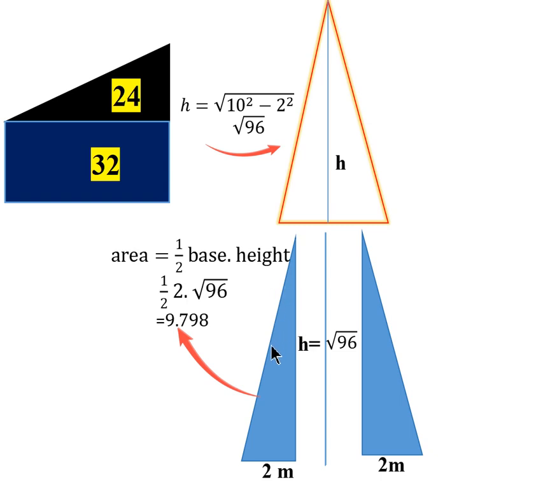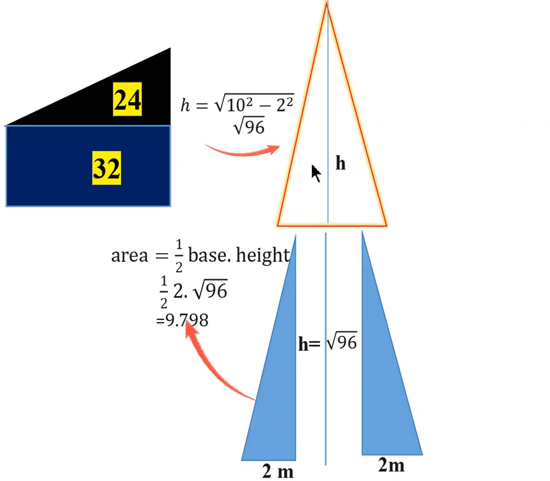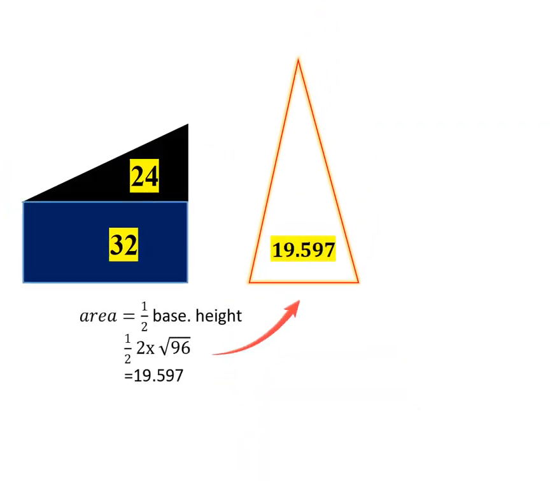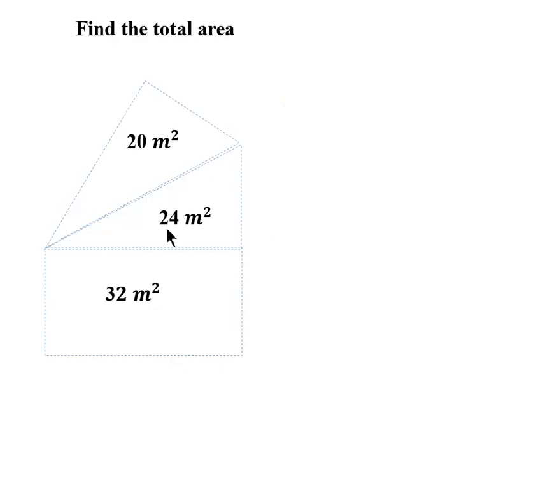Now the area of each triangle is half base times height. So half base is 2 and height is square root of 96. So the calculated value will be 9.798. So if we multiply this area times 2, we'll get the total area of this triangle. So the total area of the triangle will be 19.597 meters square.